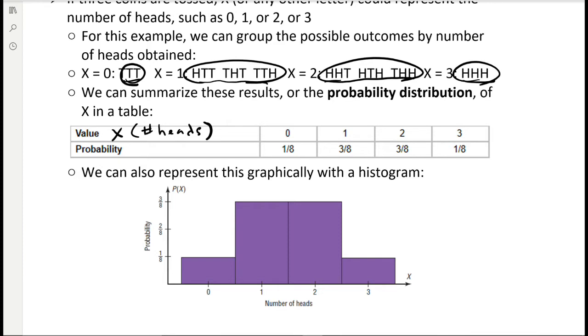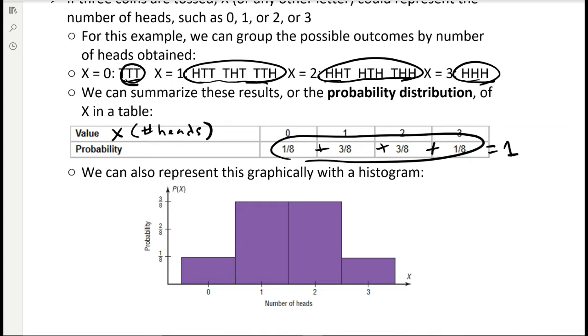Now notice that in this probability distribution, the probabilities add up to 1. So if we were to add up these probabilities, you're going to get 1. And notice that none of these probabilities are negative. This is actually a requirement of a probability distribution: the probabilities have to add up to 1, and the probabilities themselves cannot be negative or greater than 1.